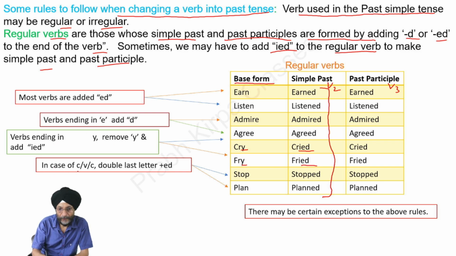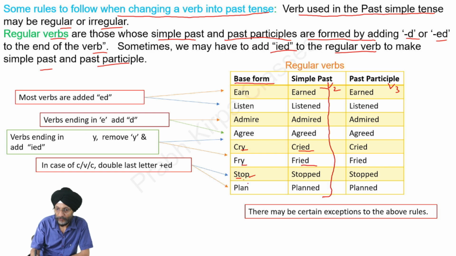In case of CVC, what is this CVC? C stands for consonant, V stands for vowel. What are the vowels? A, E, I, O, U. These are vowels. When the pattern in the verb is CVC, we start from the last. This is a consonant. All the other letters except vowels are consonants. This is a consonant. This T is also a consonant.